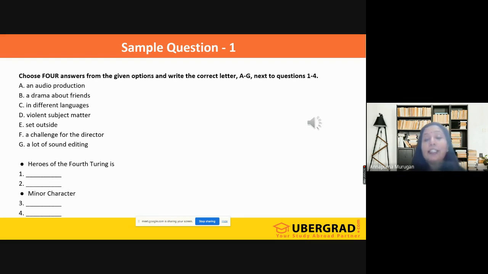Got it? So let us try to understand this question. And when you're doing it, don't directly go on to the options here. You can see the options are many, isn't it?